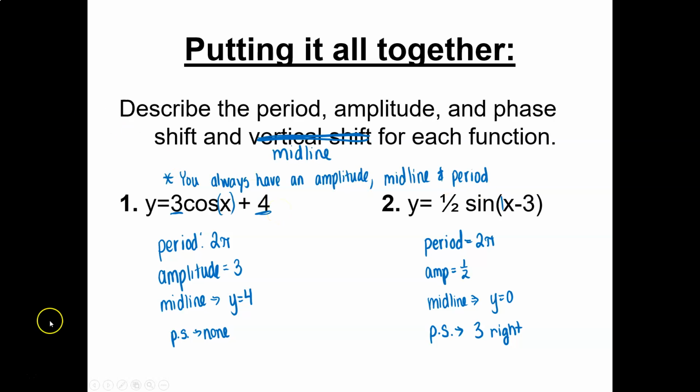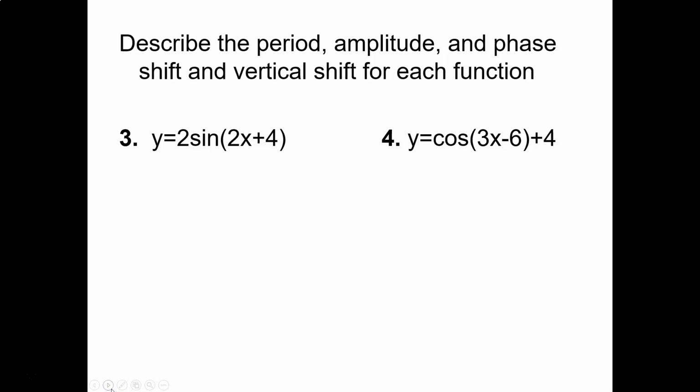All right, let's skip to 4 because we're about out of time. Okay. All right, so for this one, our period for this graph. Morgan, what would the period be for number 4? 2 pi over 3. Perfect.